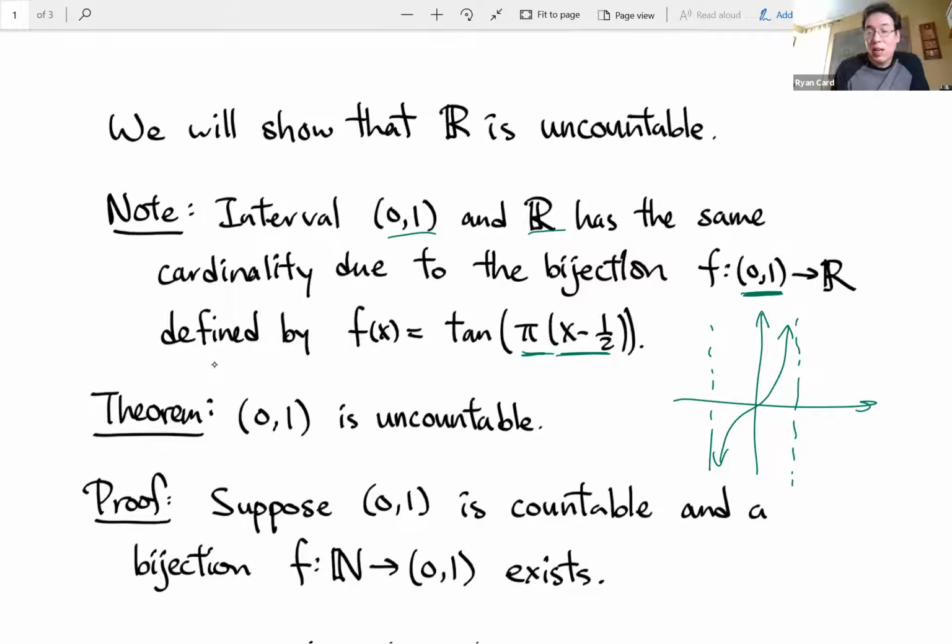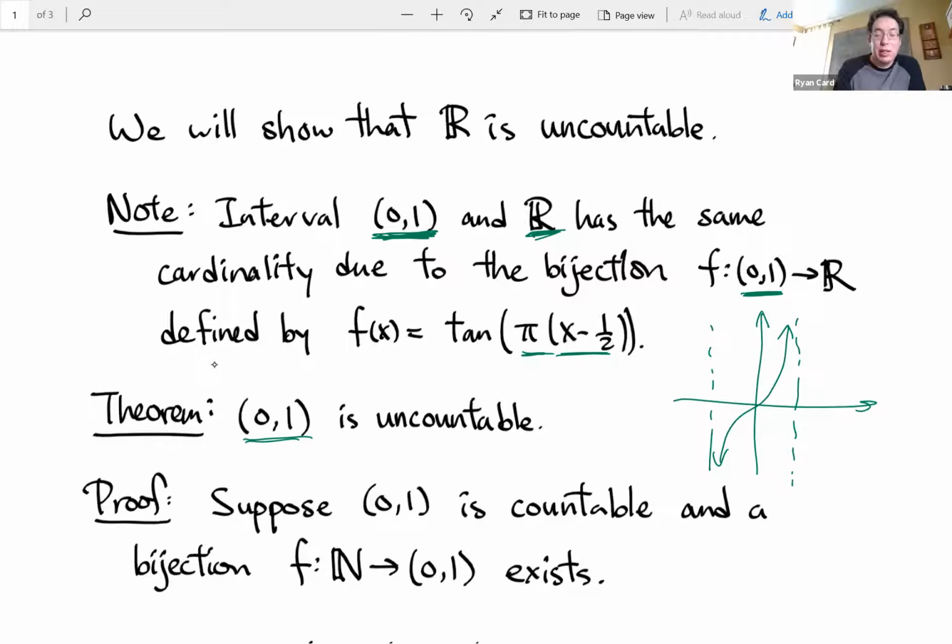So that means that we found a bijection between the interval and the real numbers. They have the same size, even though this looks like a finite length set, and this is an infinite length set. The number of different elements in there is exactly the same. Okay, so let's show that even this finite interval between 0 and 1 is already uncountable.